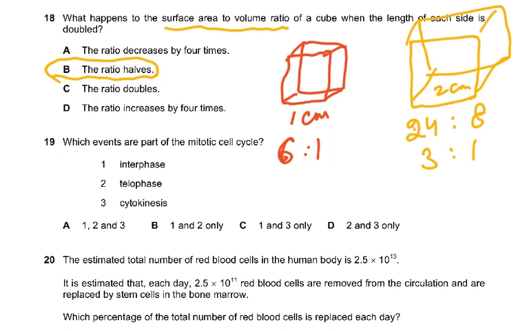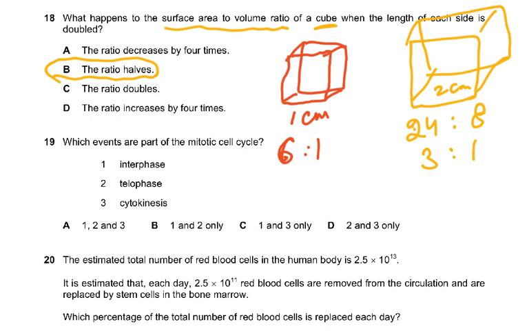So the answer to 18 is B. But why is it B? This is what you've got to understand: surface area to volume ratio. So this is a cube, 1 centimeter. It said a cube. So 6 sides, 1 into 1, 6 sides, 6.